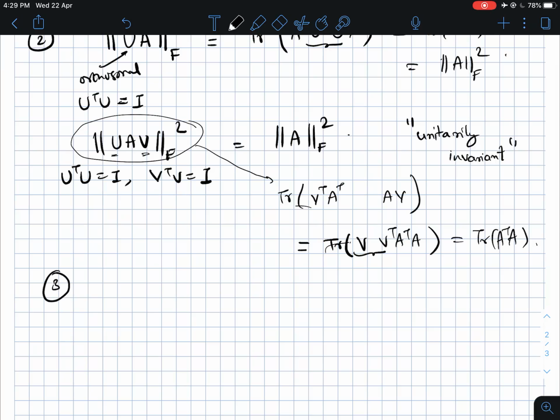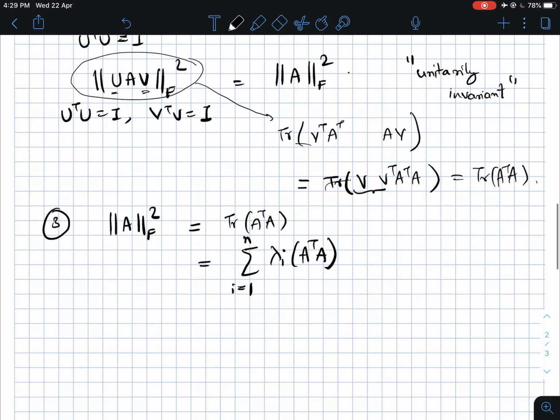Now that we know a lot more about these eigenvalues, we can also write the Frobenius norm in terms of the eigenvalues of a matrix. Remember, the Frobenius norm is not necessarily defined for a square matrix. It can be any rectangular matrix. It is the trace of A transpose A. But what is the trace of any matrix? The trace of any matrix is the sum of the eigenvalues of that matrix. So it is the sum of all the eigenvalues of A transpose A, i equal to 1 to n.